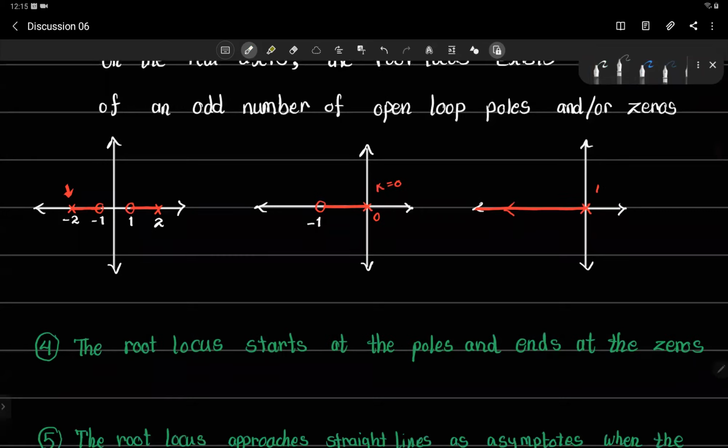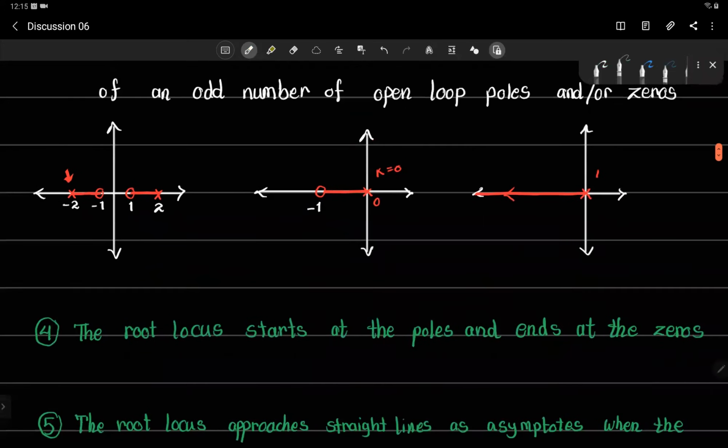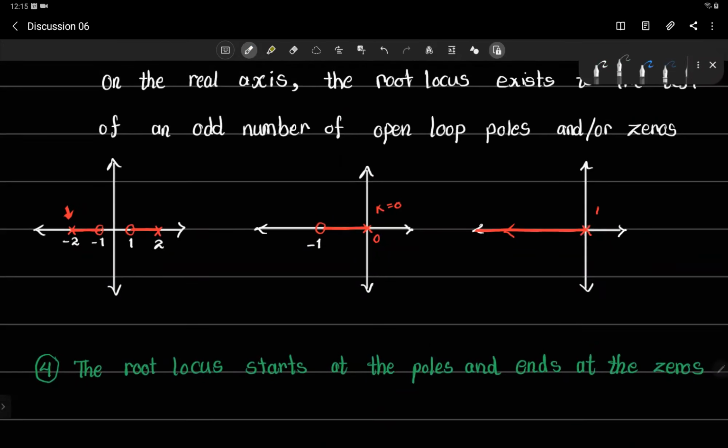Here, because we have only one pole, this means that the open loop transfer function will look something like this: G of s is equal to something over s. And we see that when s goes to infinity, G of s becomes 0. Because it becomes 0, we can formally say that this transfer function has a zero at infinity.